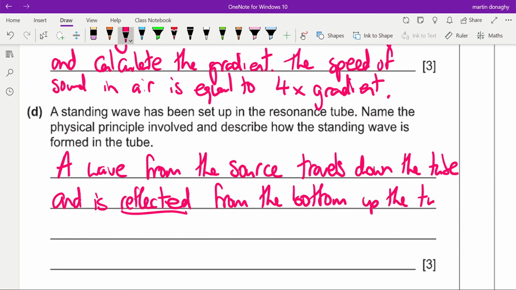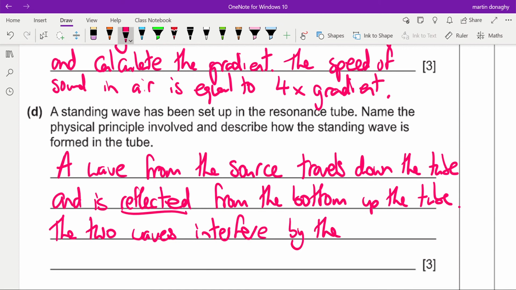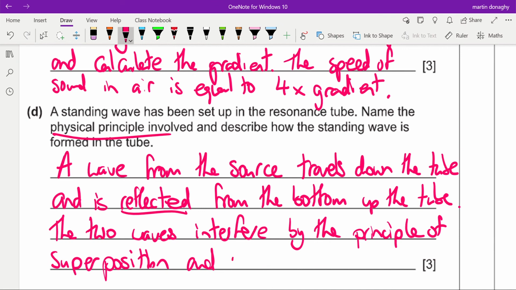So we have 2 waves that are identical in terms of their frequency, travelling in opposite directions, and those 2 waves interfere with each other, by the principle of superposition. So that's the physical principle they're talking about. And will produce a standing wave.